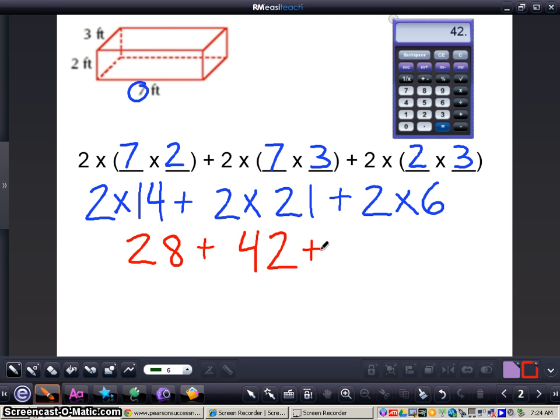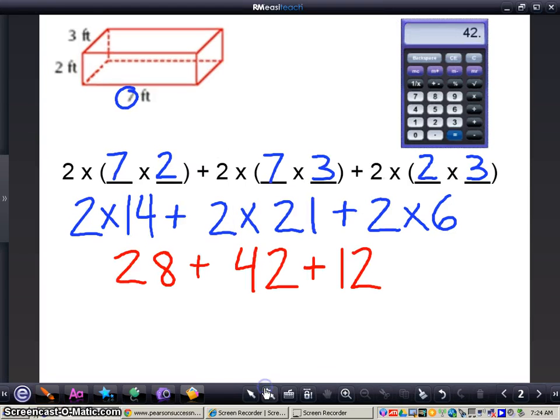Plus, now 2 times 6, I don't necessarily need to type that in the calculator. 2 times 6 I know gives me 12. Okay, so I have all the different lengths and widths for my whole rectangular prism here. Now what I'm going to do is add all of these together. So I'm going to add 28 plus 42 plus 12. So I will punch that right in the calculator here.